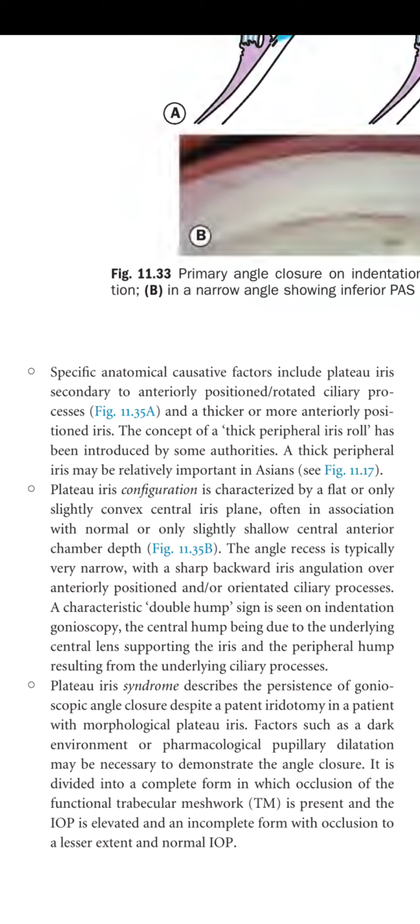Plateau iris syndrome describes the persistence of gonioscopic angle closure despite a patent iridotomy in a patient with morphological plateau iris. Factors such as a dark environment or pharmacological pupillary dilatation may be necessary to demonstrate the angle closure. It is divided into a complete form, in which occlusion of the functional trabecular meshwork is present and the IOP is elevated, and an incomplete form with occlusion to a lesser extent and a normal IOP.